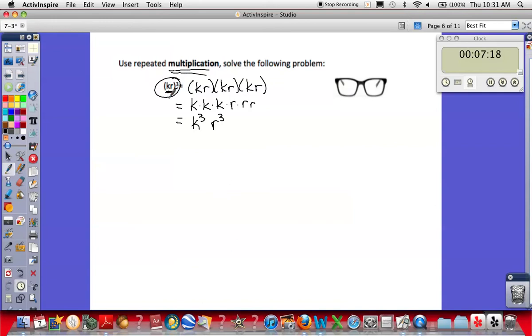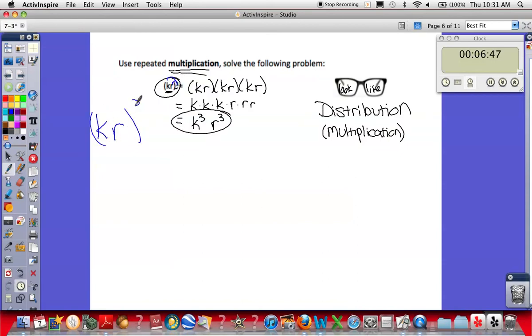Can you think of a way that we could have gone from here to here? In our classes, what does it look like? I bet you thought of it, distribution. What operation do we use when we use distribution? It's always multiplication. If we look at this 3, it's literally being distributed to both of these. In KR cubed, both the K and the R really have an exponent of 1. 1 times 3 is 3. R times 1 is 1 times 3 is 3.